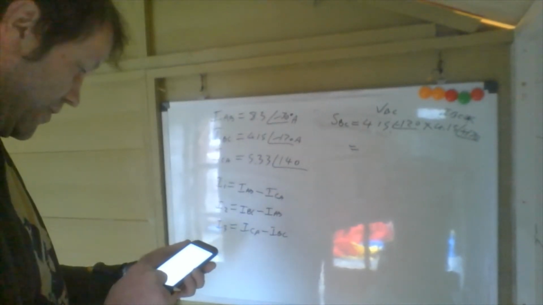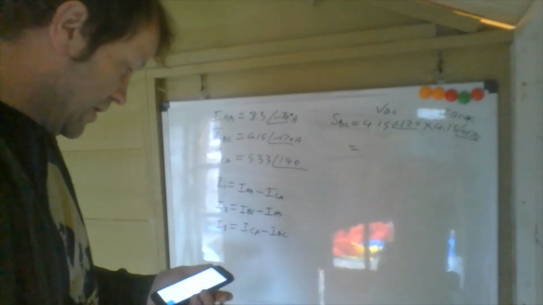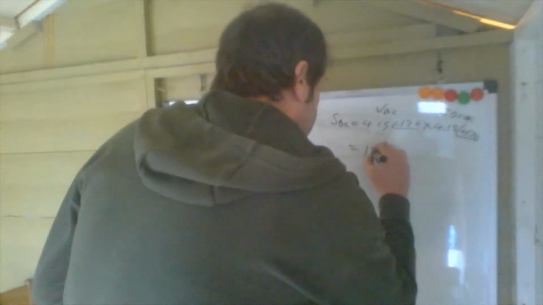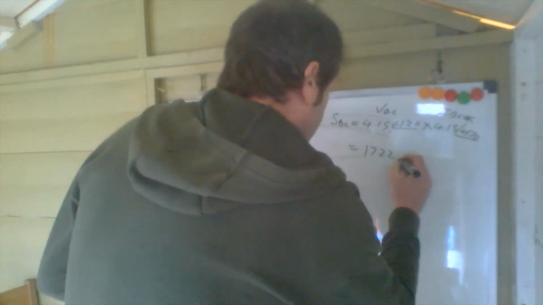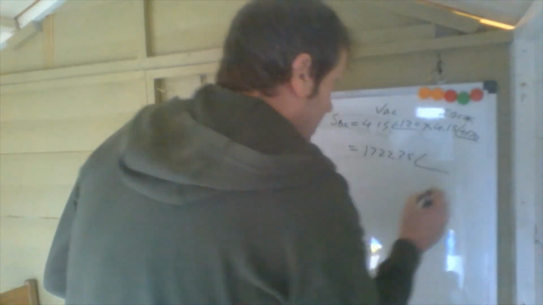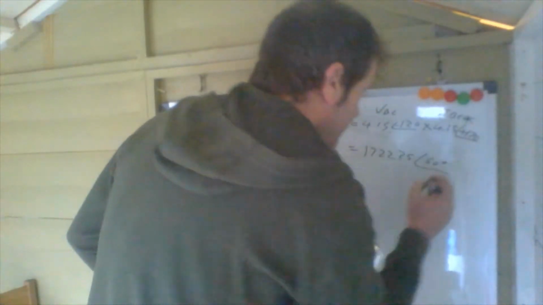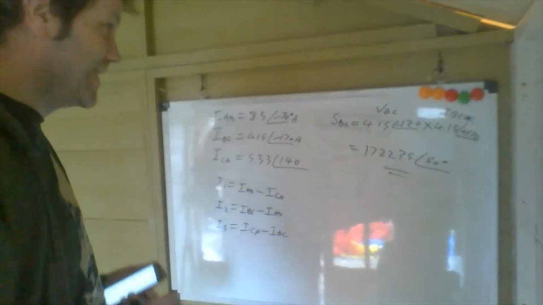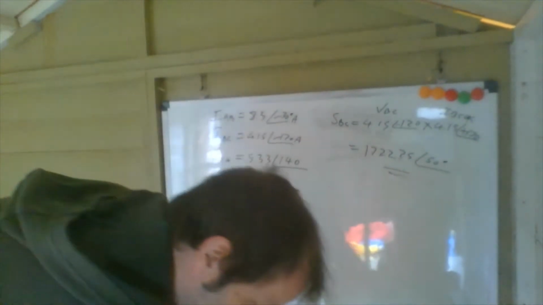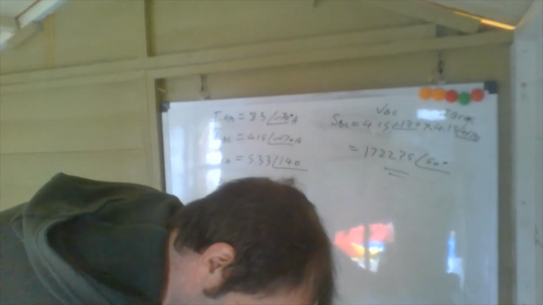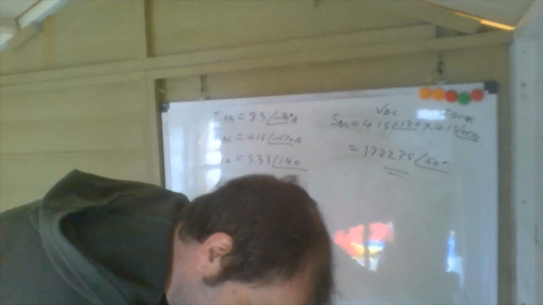That's going to give us 415 times 4.15, which is 1722.25, at an angle of minus 120 plus 170, which is 50 degrees. The beauty of the conjugate. Right, so I'll write that down here. SBC equals 1722.25 at an angle of 50 degrees.